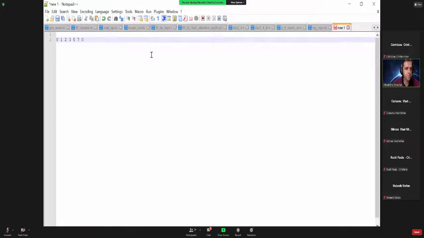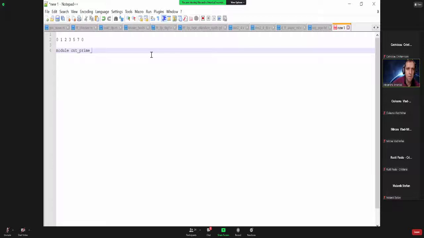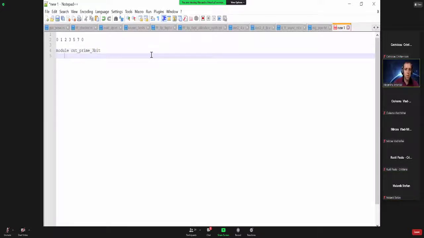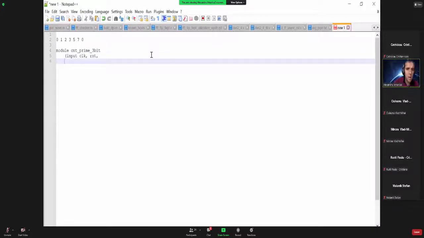Let's see, these are the prime numbers. How many bits do I need for counting this sequence? 3. Let's say like this. I'm going to have a reset. Usually counters do not have inputs, they just count. Output, let's say we have this count out.